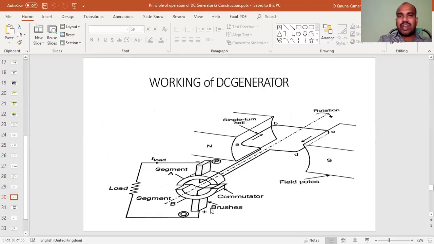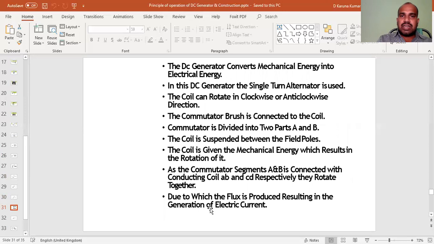The next one is the working principle, the working of DC generators. The previous topic was the construction of DC generators, the important parts of DC generators. The next one is the working principle of DC generators. Okay, the DC generator converts mechanical energy to electrical energy.